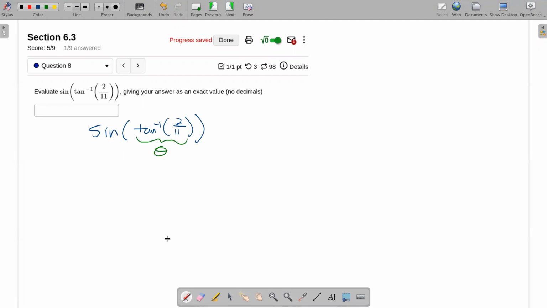So this problem tells me two different things. It tells me that the tangent of that angle is equal to 2/11. And basically, since the tan inverse of 2/11 is that angle, I want to know what is the sine of theta. So another way I could ask this question is, if the tangent inverse of an angle is 2/11, what is the sine of that same angle?